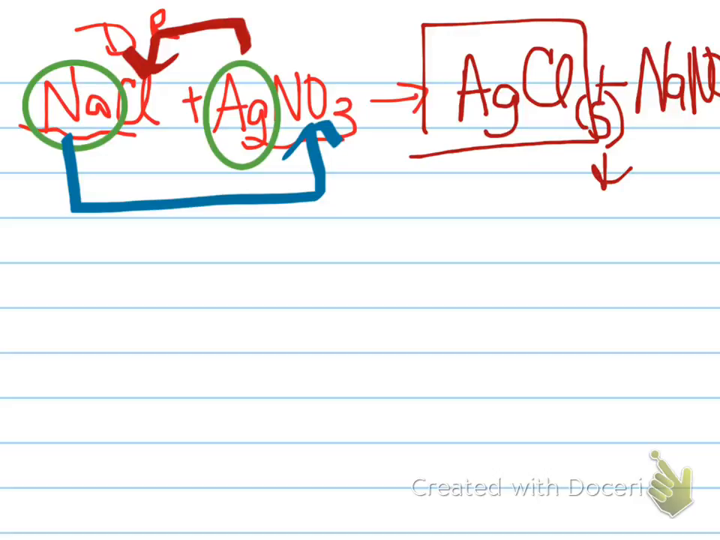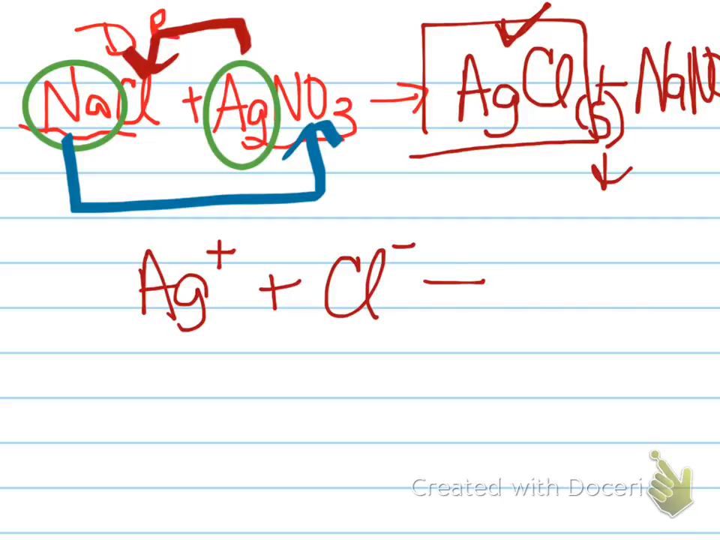So if it asks me for the net ionic reaction, then what forces this to happen? I'm only going to put those ions that are involved in making silver chloride. What ions are involved? Silver. And what's its charge? A 1 plus. And what else? Chloride ions. And what's their charge? A negative. And what do they make together? Silver chloride. And the others, they're staying dissolved.